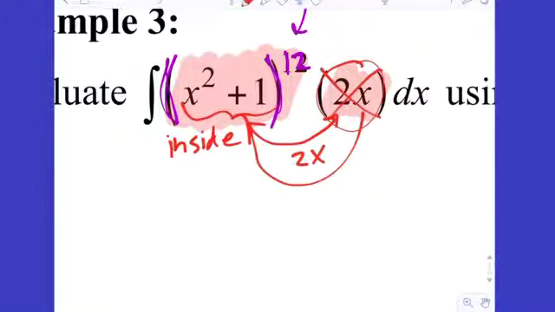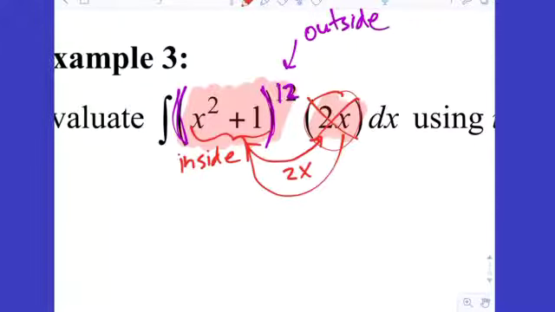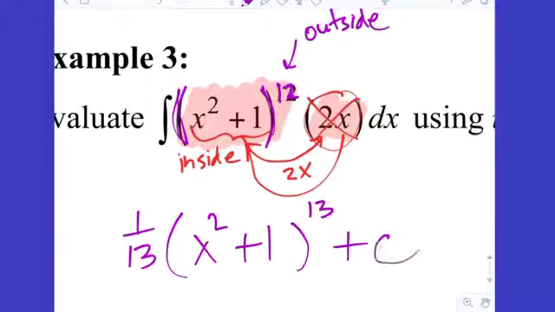And now we're ready for the second part, which is the rule of integration, which involves the outside function. What's the antiderivative of blob to the 12th? Yeah, blob to the 13th divided by 13, or times 1/13th. And you just put x squared plus 1 in there, plus c. And that's your guess, right? That's your crude guess. Check it by taking the derivative, right?